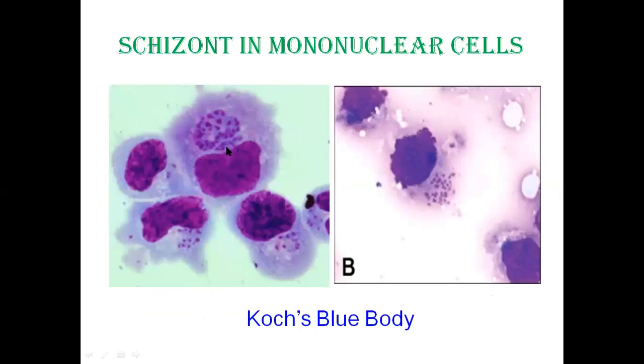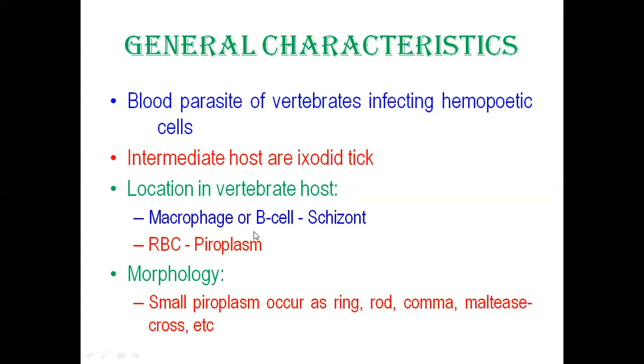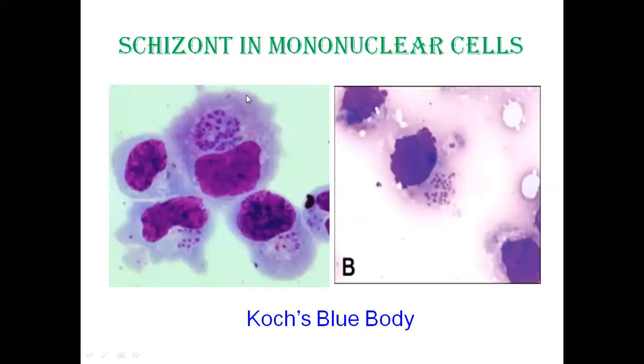Okay, so this is the stage that is infecting WBC. I'm going back one slide. That means inside the macrophage or inside the B cells, inside the mononuclear cells, these small purple dots are the schizonts. Okay, that means these are the asexual stage of the parasite. These we call Koch's blue body. Very important, and we often ask in exams, write short notes about KBB.